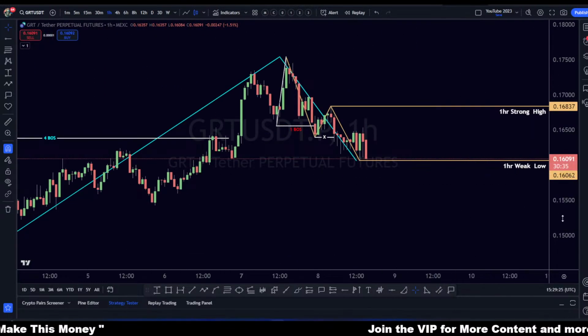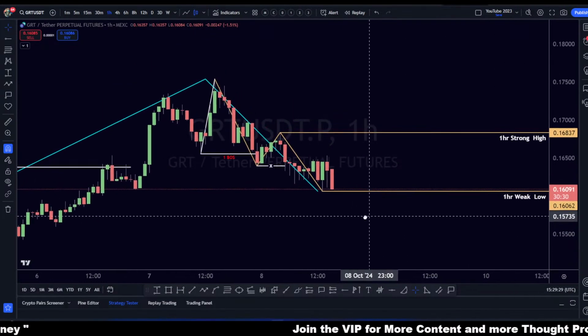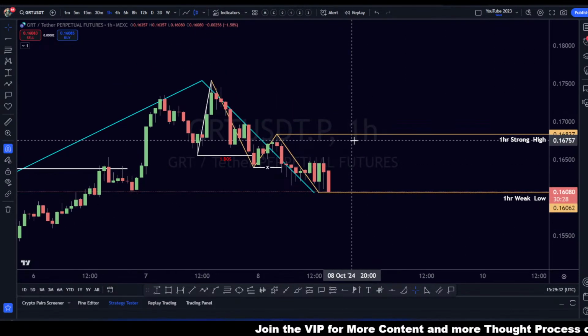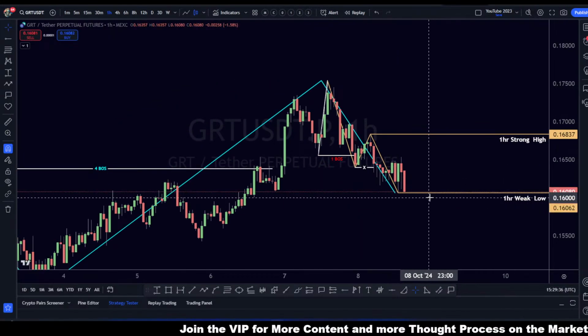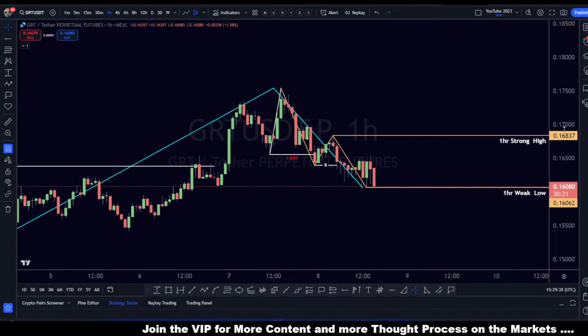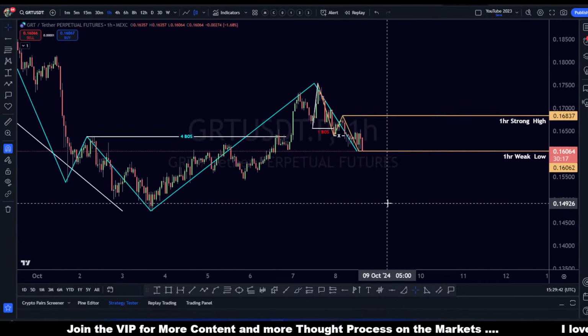So this is the weak low. This is saying that we have a higher probability of breaking this low than going up. Can it break this up? Yes, of course. But we're just saying that it has a higher probability to come down. Let's see here. Anything else we can see on this?